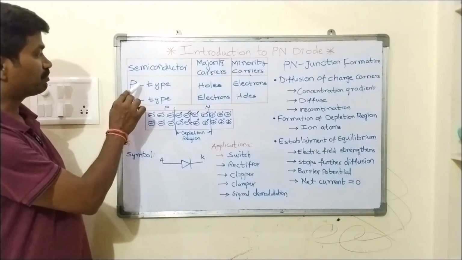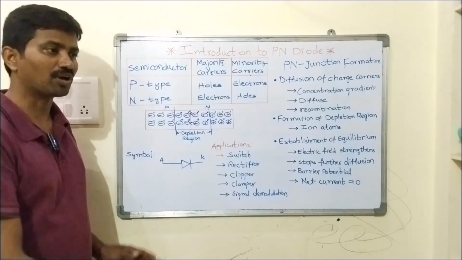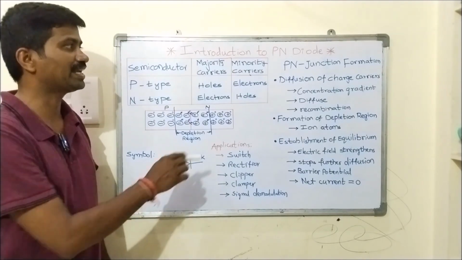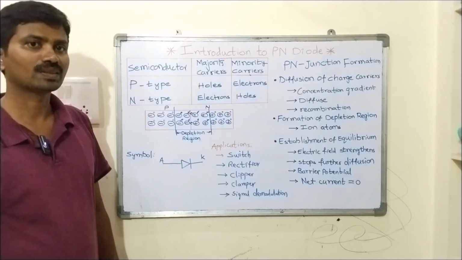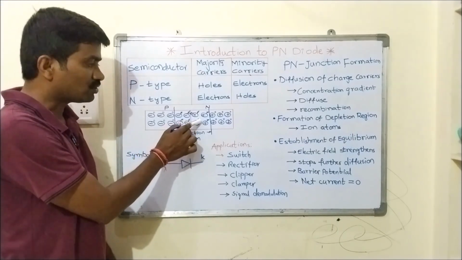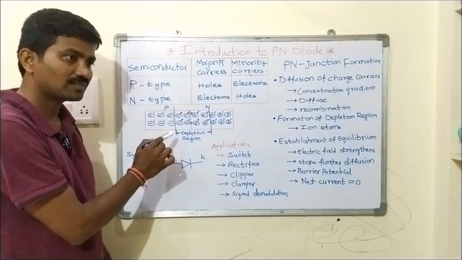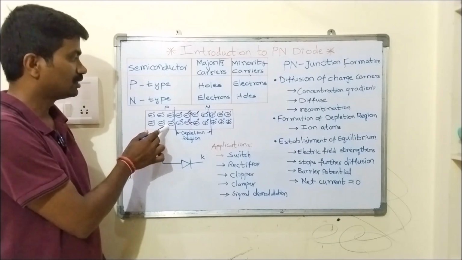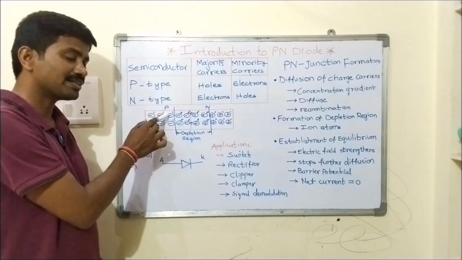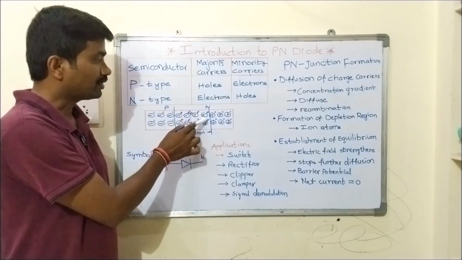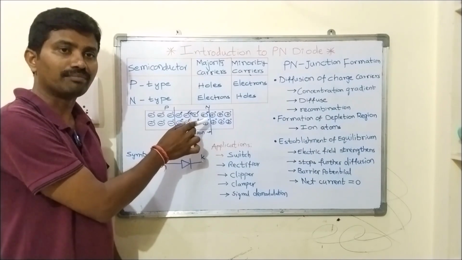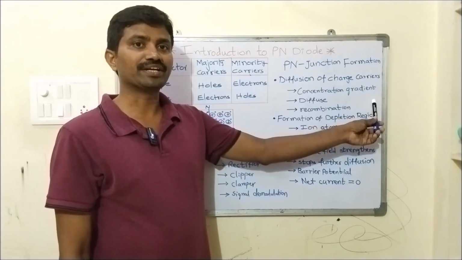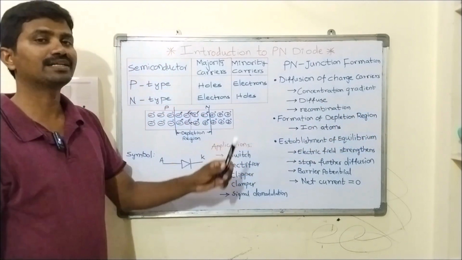Now, when these P-type and N-type semiconductors are brought together, a junction is formed, which we call a PN junction. Electrons are the majority carriers in N-type and electrons are the minority carriers in P-type. Holes are the majority carriers in P-type and holes are the minority carriers in N-type, which creates a concentration gradient in P side and N side.